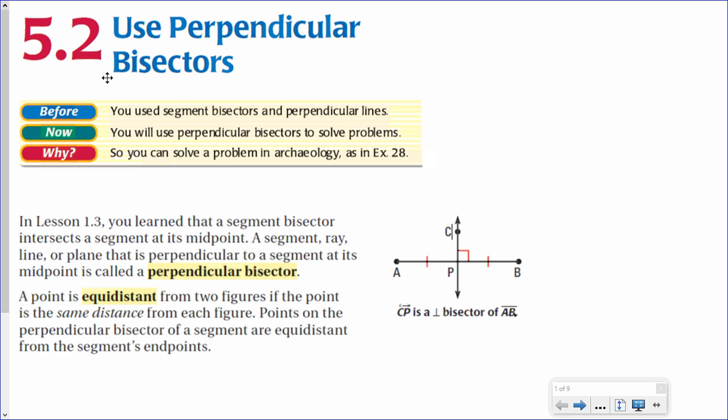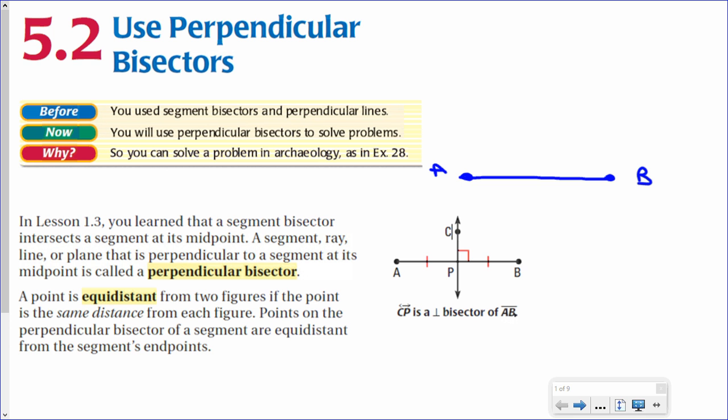Okay, morning guys. This is 5.2, use perpendicular bisectors, and the objective, you'll use perpendicular bisectors to solve problems. First, you have to know what a perpendicular bisector is. When you take a segment and you draw the perpendicular bisector, it's two things. First, it needs to be perpendicular, and the second, it needs to cut it in half.